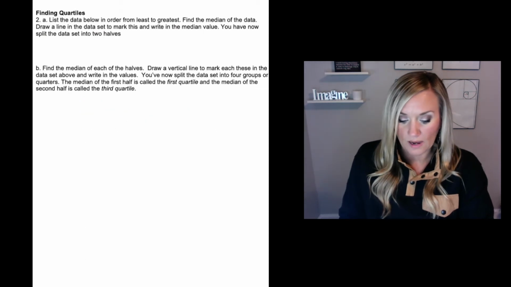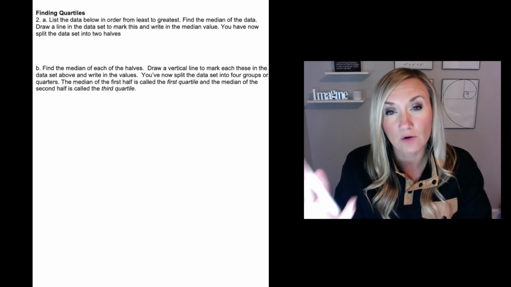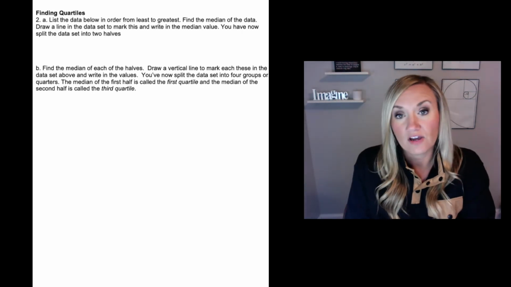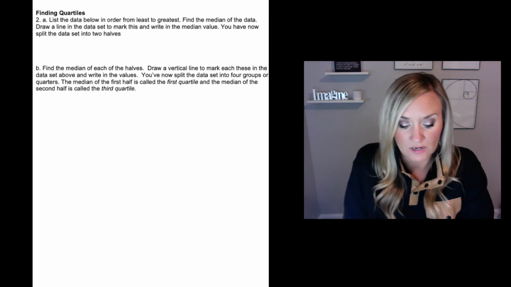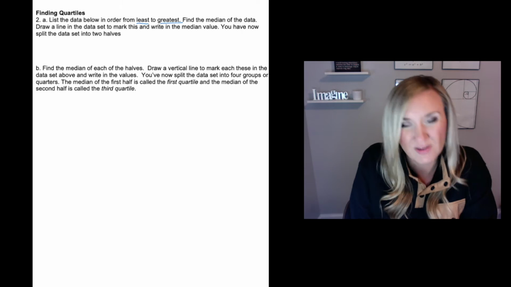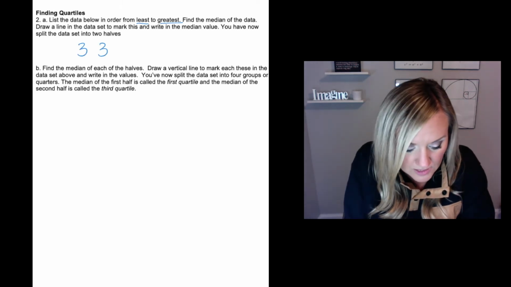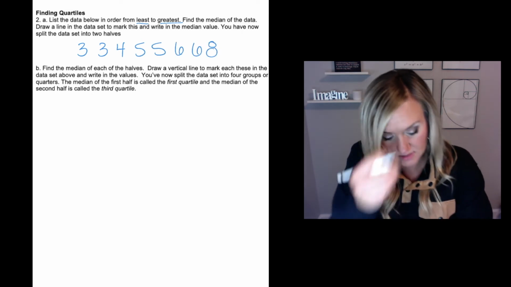I'm going to switch to the next slide. The next slide has a whole bunch of information on how to do this by yourself: listing and finding the quartiles. You list the data from least to greatest. Very important. We kind of already did that on the last slide, so I'm just going to do it again: 3, 3, 4, 5, 5, 6, 6, and 8.